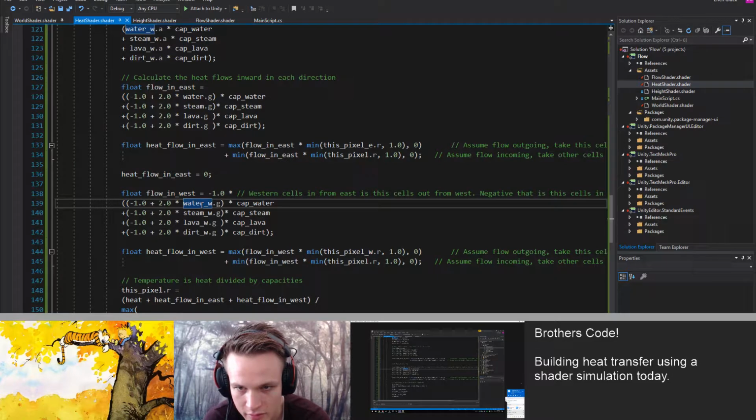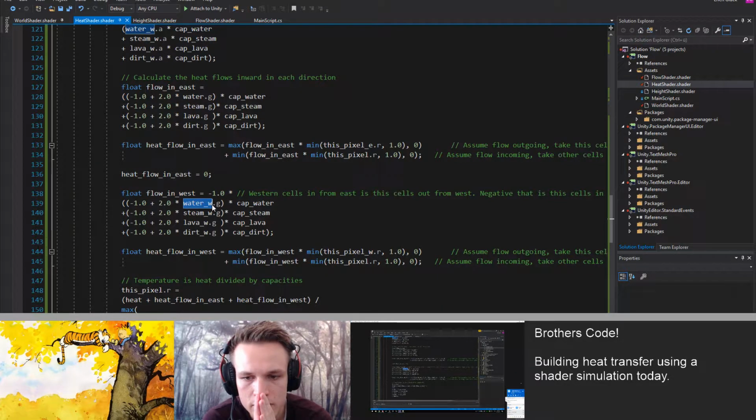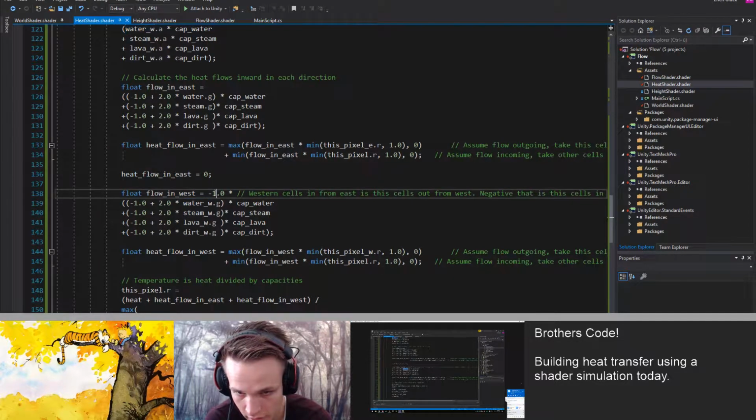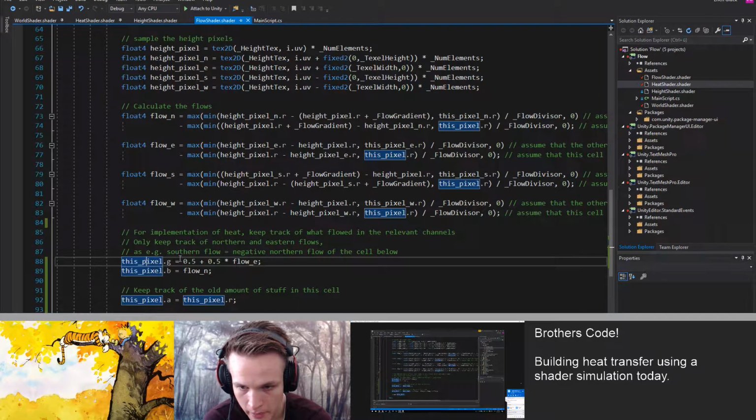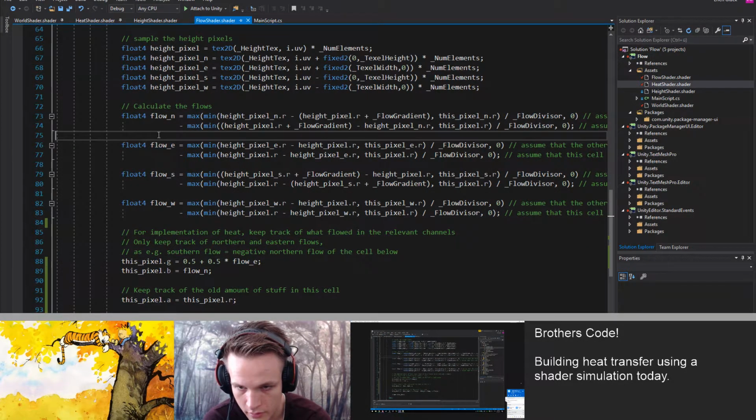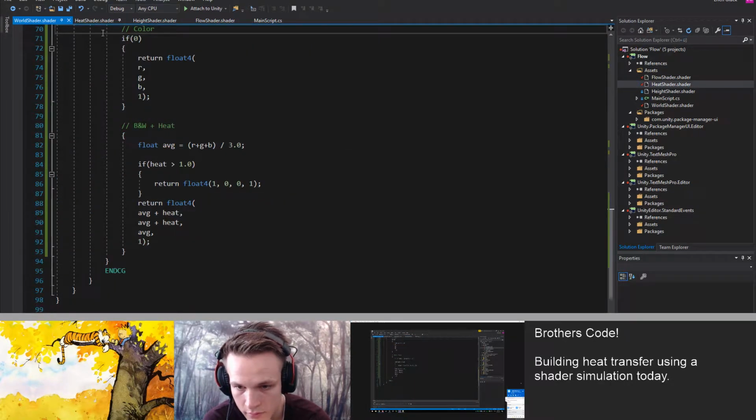It looks like it's identical. So wait, this is inflow. Right. But we should be in the range negative 1 to 1 now, because negative, that should be outflow. Or wait, no, that's inflow to the western cell, which is coming from this cell from the east. This is from the east, and this is all inflows. Yes? Okay. Read my comment.